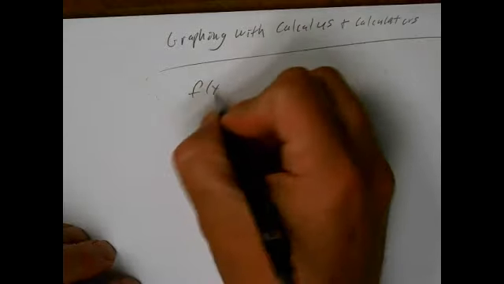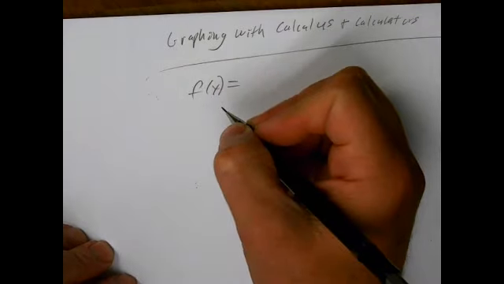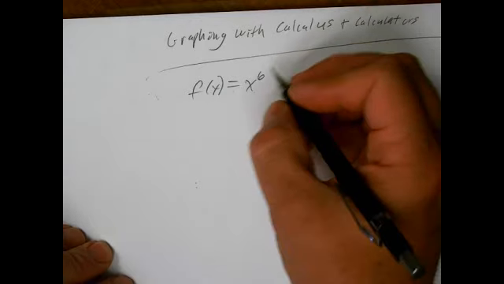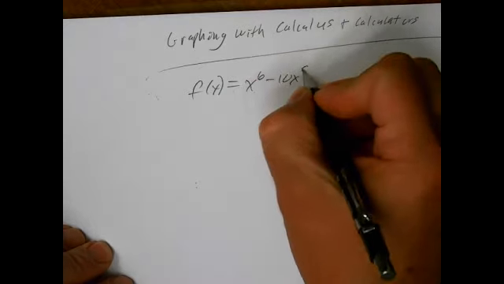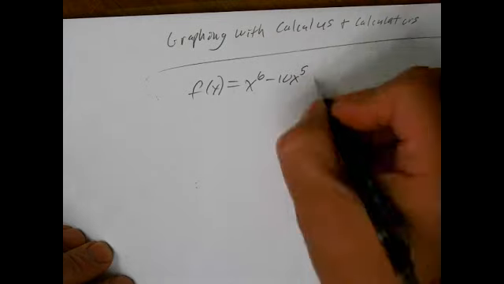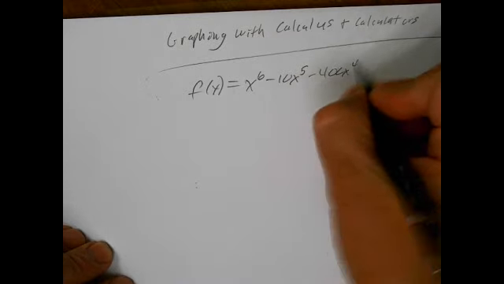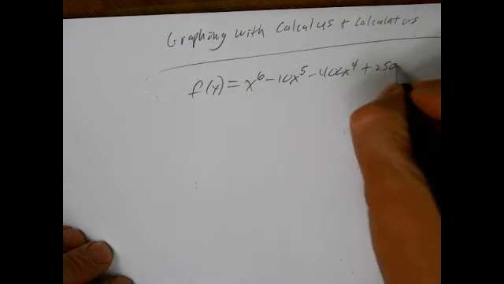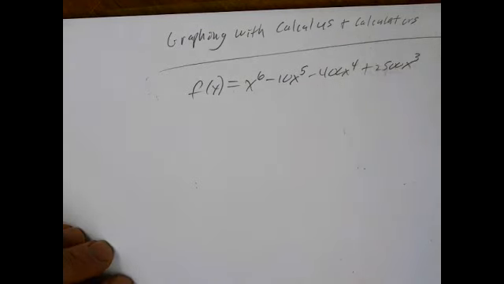Let's say that our function f of x was equal to x to the sixth minus 10x to the fifth minus 400x to the fourth plus 2500x to the third. All right. The problem with graphing this is the fact that you've got large powers and you've got large coefficients.